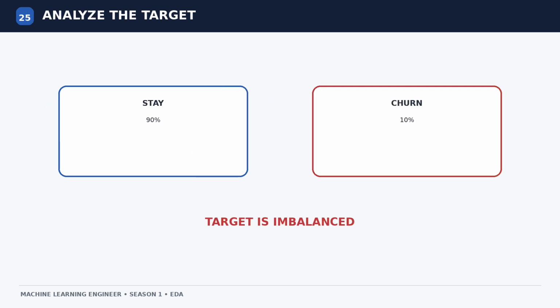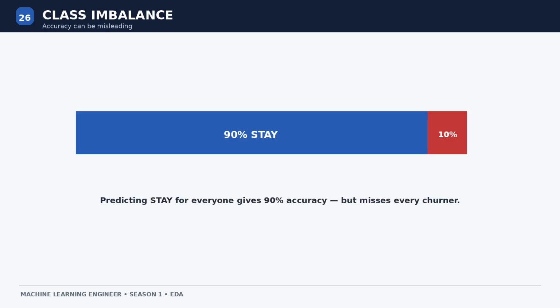Don't forget to analyze the target itself. Suppose you are building a churn model and 90% of customers stay while only 10% leave. That's an imbalanced target. If you don't notice this during EDA, you might later interpret your model's performance incorrectly. Class imbalance becomes especially important in classification problems. Imagine a model that predicts customer will stay for everyone. It would already achieve 90% accuracy in this example. But the model is completely useless for identifying customers who are actually going to leave.